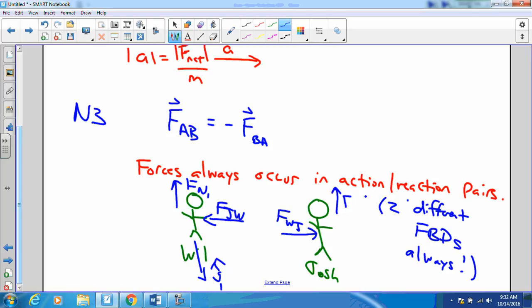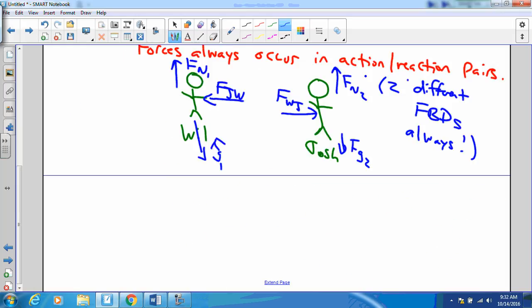Let's complete our diagram because we've got more here. We've got Fn2, and we've got Fg2. And depending upon the nature of that lab cart, we may or may not have frictional forces involved. Perhaps they are struggling on a well-oiled lab cart or something.